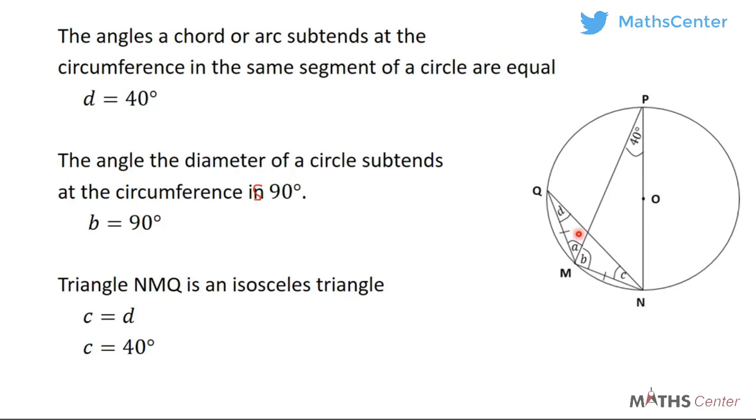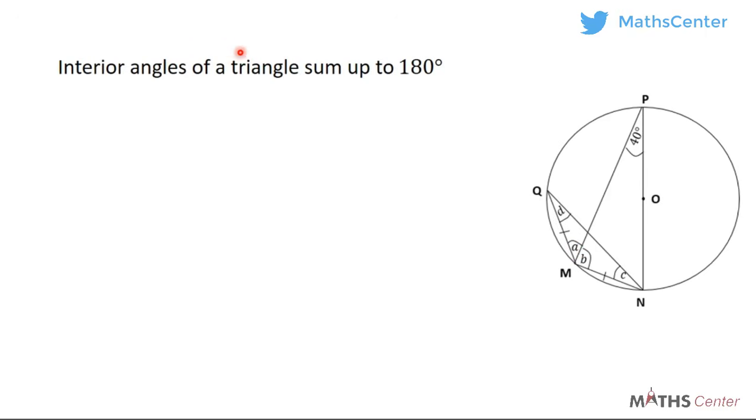So we have been able to find D, we have been able to find C, we have been able to find B. How do we find A? Okay. We know that the interior angles of a triangle sum up to 180 degrees. What are the interior angles of the triangle NMQ? D, C, and when you come here, this whole angle here, which is A plus B. So from this property, we know that D plus A plus B plus C will be the interior angles of NMQ, and they must add up to 180 degrees.